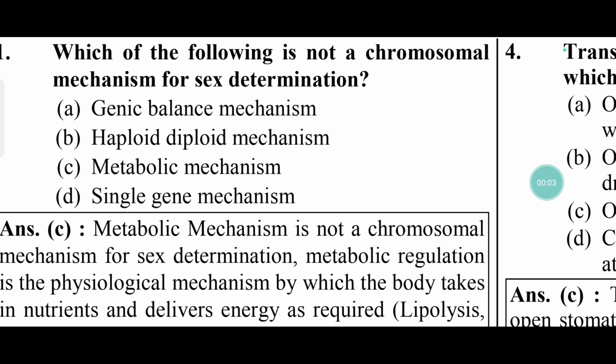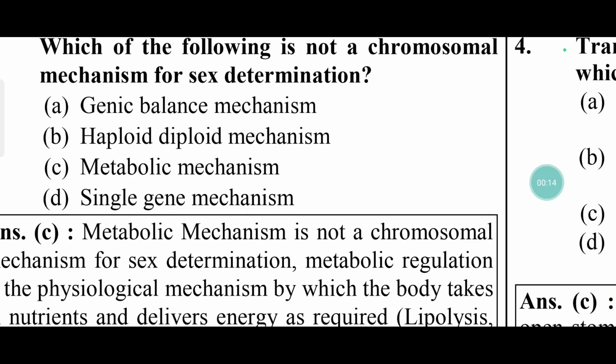Hello friends. So our first question is, which of the following is not a chromosomal mechanism for sex determination? You see here, four options are given. First option is genic balance mechanism. Second one is haploid diploid mechanism. Third one is metabolic mechanism, and fourth option is single gene mechanism.